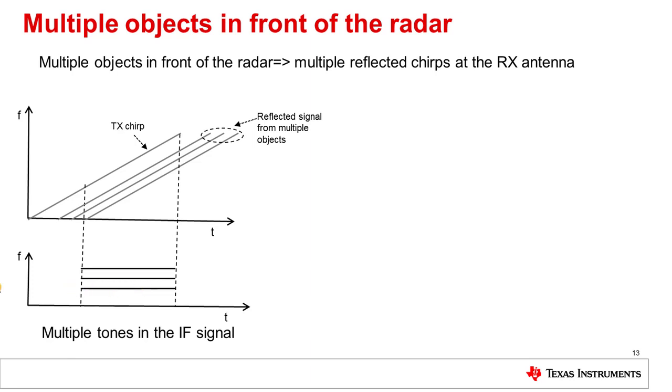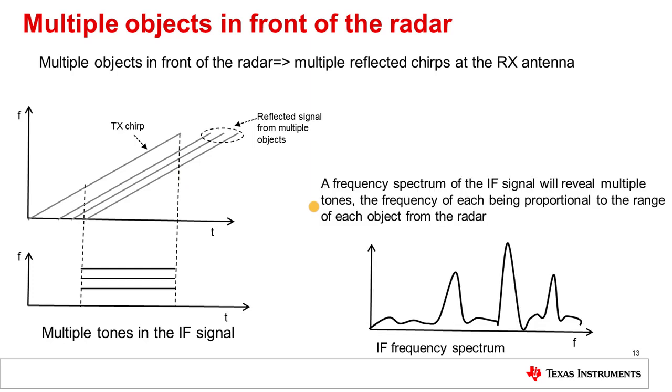So this has the smallest frequency and corresponds to the closest object, while this corresponds to the furthest. A Fourier transform on this IF signal will then show up multiple peaks, and the frequency of these peaks will be directly proportional to the range of the corresponding object. So again, this corresponds to the closest object and this one to the furthest.